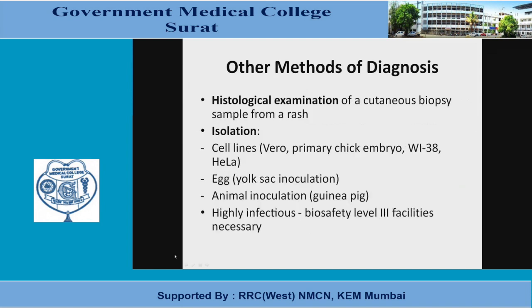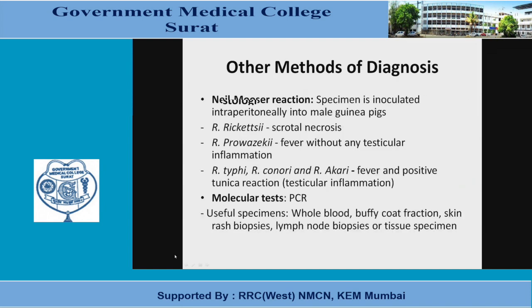Other methods of diagnosis are histological examination of a cutaneous biopsy sample from a rash, and isolation in cell lines like Vero, primary chick embryo, VI38, HeLa, egg yolk sac inoculation, and animal inoculation into the guinea pig. It is highly infectious, so a biosafety level 3 facility is required for culture of this rickettsia. The Neill-Mooser reaction was done previously, nowadays it is not done. The specimen is inoculated intraperitoneally into male guinea pigs.